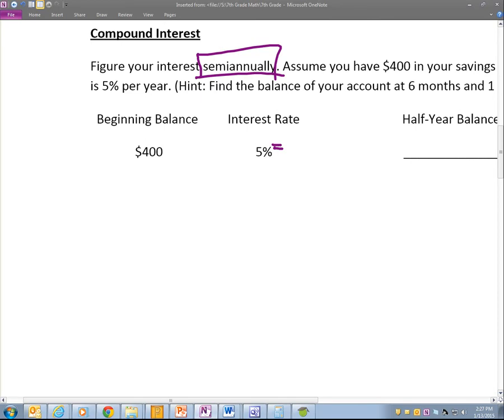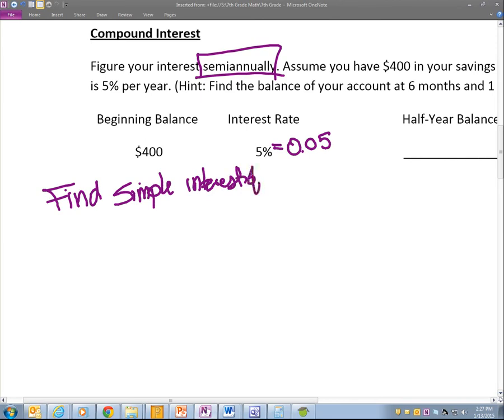It's 0.05. You are correct. Now, in order to do this, first we have to find the simple interest of 1 year.